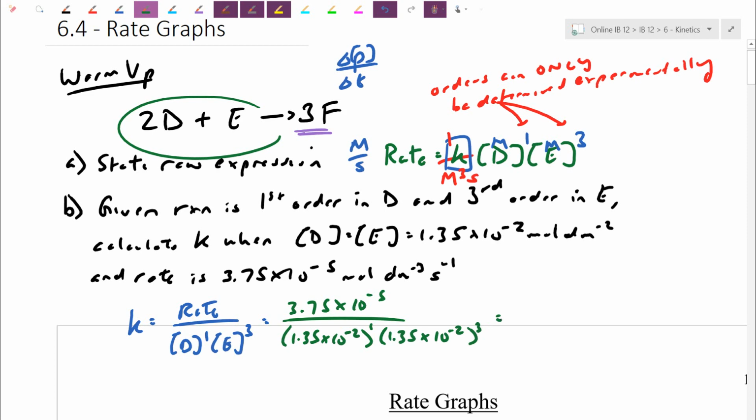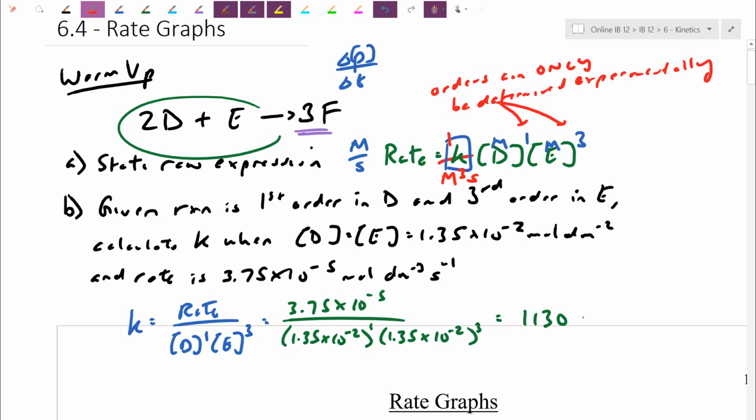Let's find out what the rate constant actually is. 3.75 e negative 5 divided by 1.35 e negative 2, divided by 1.35 e negative 2. I need to divide that 3 times. And I'm getting the rate constant here as 1130. And our units, like we said, are going to be 1 over molar cubed second.